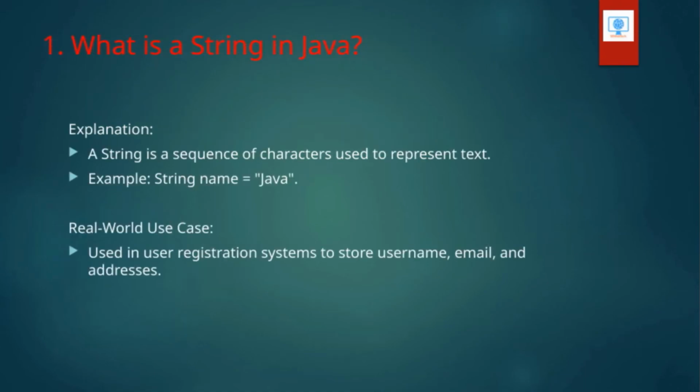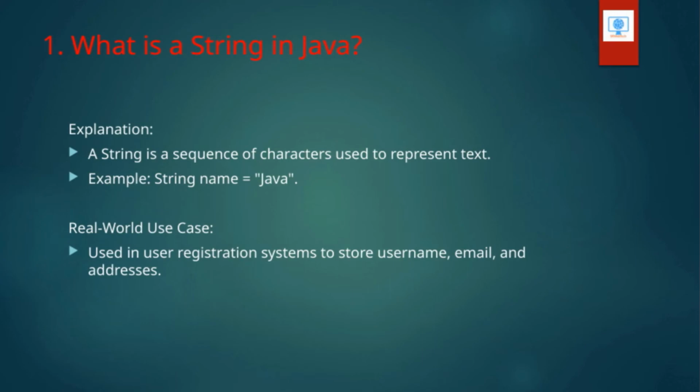Let's start by understanding what a string is in Java. A string is essentially a sequence of characters that we use to represent text. Think of it as a way to store words, sentences, or even symbols. For example, if I write String name = "Java", I'm creating a string variable called name that contains the word Java.